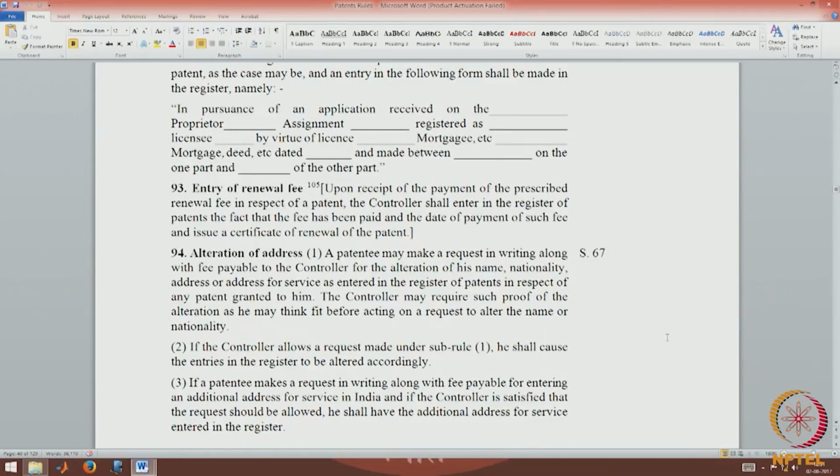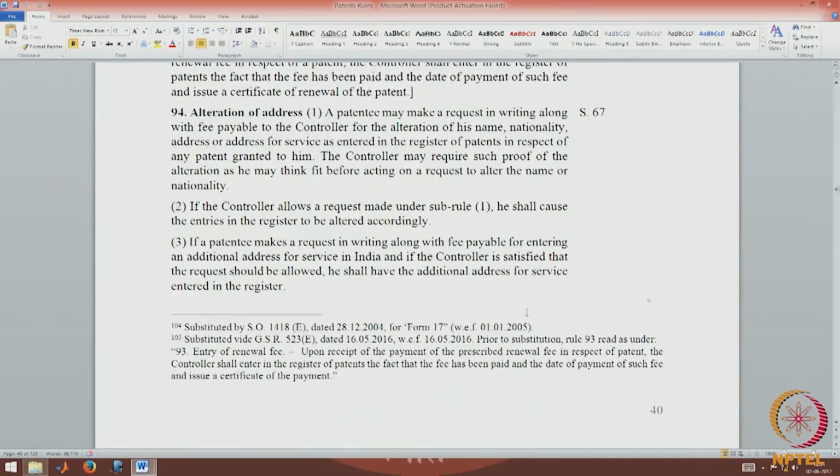A patentee may request in writing along with fee payable for the alteration of his name, nationality, address or address of service as entered in the register in respect of any patent granted to him. The controller may require such proof of alteration and accordingly alter the detail. If the controller allows a request under sub-rule 1, he shall cause the entry in the register to be altered accordingly. 3. If a patentee makes a request in writing along with fee payable for entering an additional address for service in India, and if the controller is satisfied that the request should be allowed, he shall have the additional address of service entered in the register.